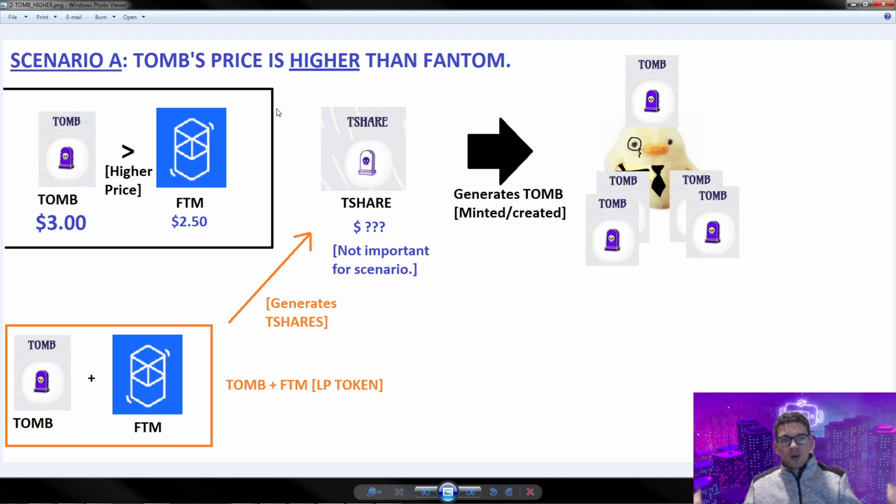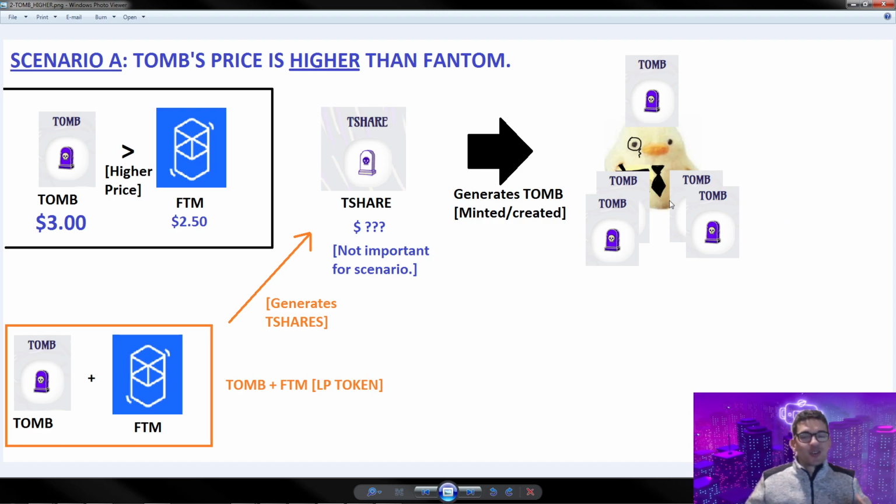So we got scenario A. TOMB's price is higher than Fantom. Sweet. We got TOMB at $3 and it's higher than the Fantom price. Nice. So what happens? So you got TSHARE right here, right? So you got TSHARE, and what that does is it generates these TOMB. So let's say I'm holding on to the TSHARE. Boom. Look at how much TOMB I am collecting.